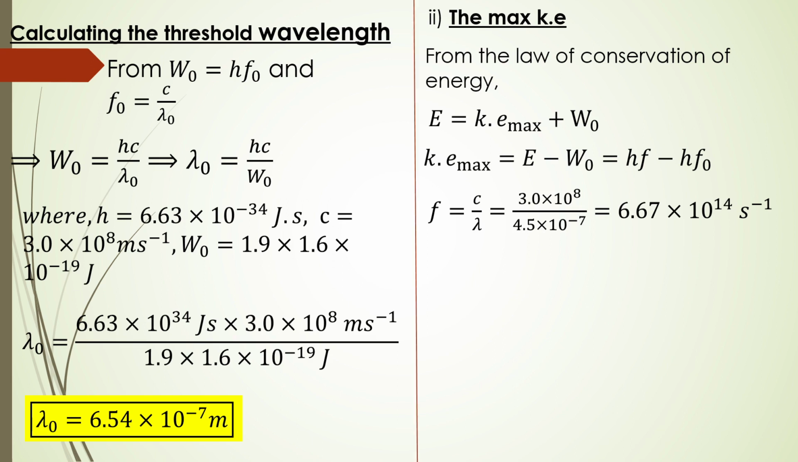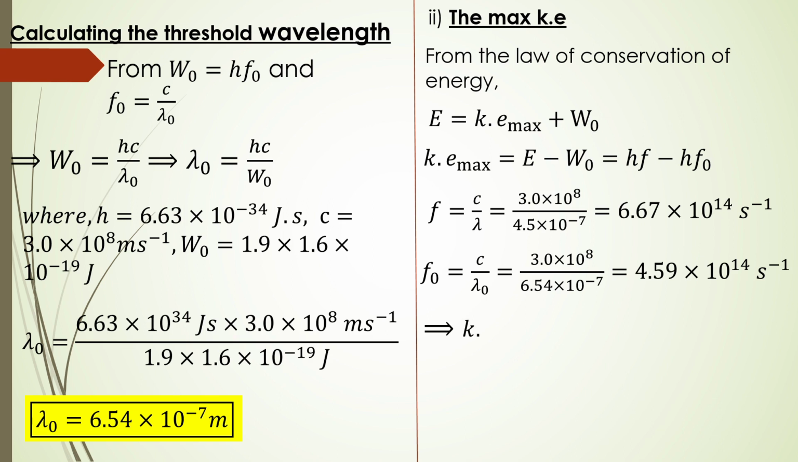So we now calculate the threshold frequency. The threshold frequency is simply the speed of light over the threshold wavelength, as we have stated. Since we have calculated the threshold wavelength, we now calculate the threshold frequency, and we have the value as 4.59 times 10 to the 14 per second.